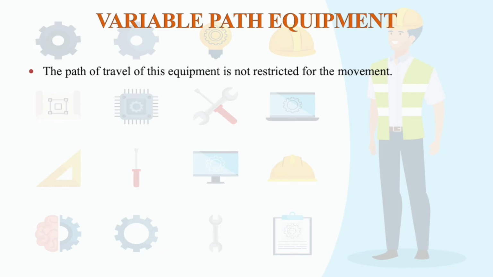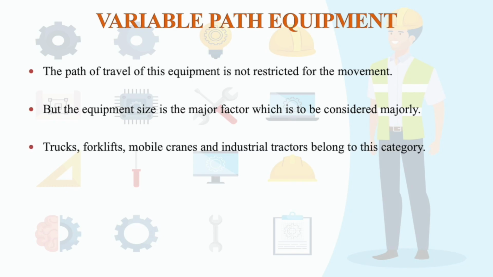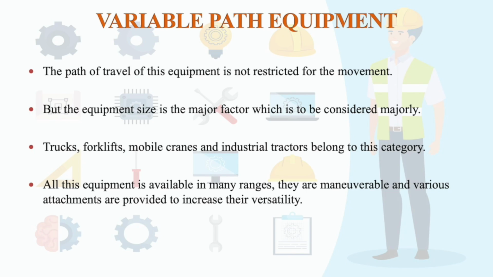Then variable path equipment. The path of travel of this equipment is not restricted for movement, but the equipment size is the major factor to be considered. Trucks, forklifts, mobile cranes and industrial tractors belong to this category. All this equipment is available in many ranges. They are maneuverable, and various attachments are provided to increase their versatility.